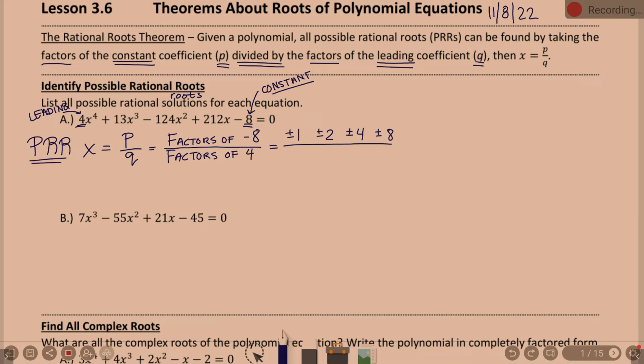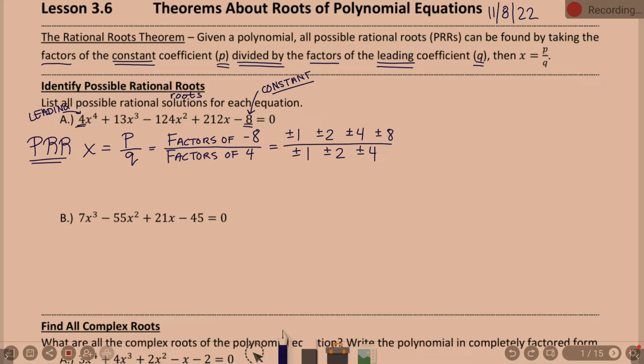Factors of 4 then. 2, 4. If we think about what multiplies to be 4, it's 1 times 4 and 2 times 2. Again, positives and negatives, because you can't have a negative times a negative be 4. So I'm going to say plus or minus 1, plus or minus 2, plus or minus 4. Now, that's not how I'm going to express my final answer, but this represents all the possible rational roots.